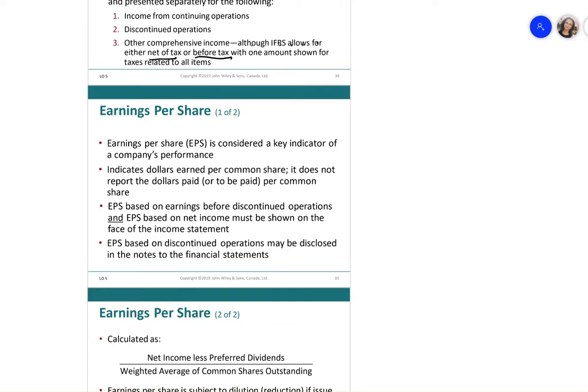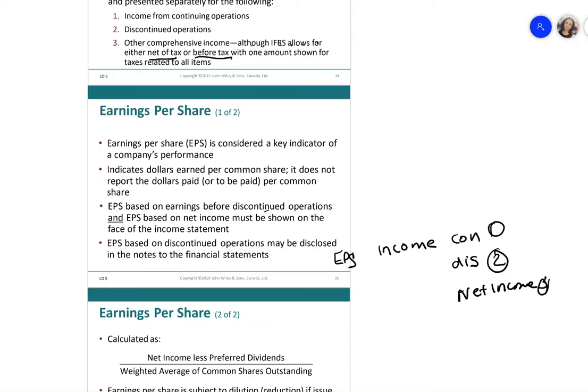Earning per share, like I said before, is calculated in three places: income from continuing operation, income from discontinuing operation, and the third one is net income. So those are the three places that earning per share is calculated: continuing operation, discontinuing operation, and net income.